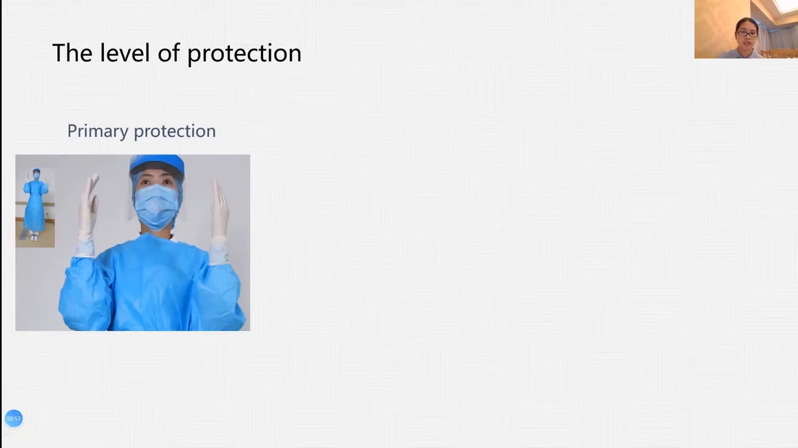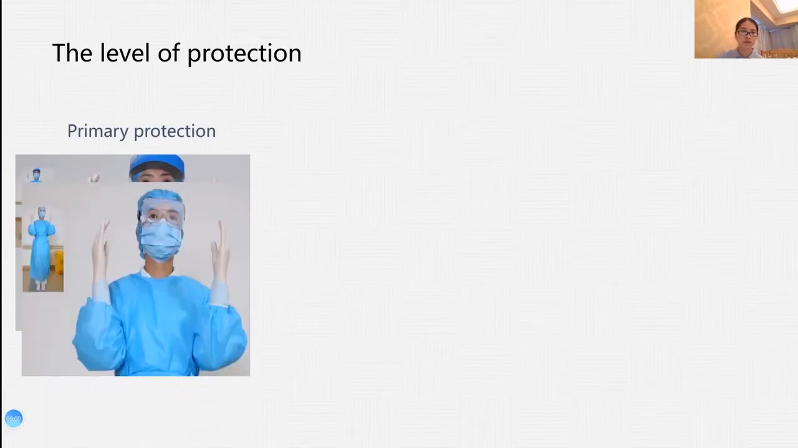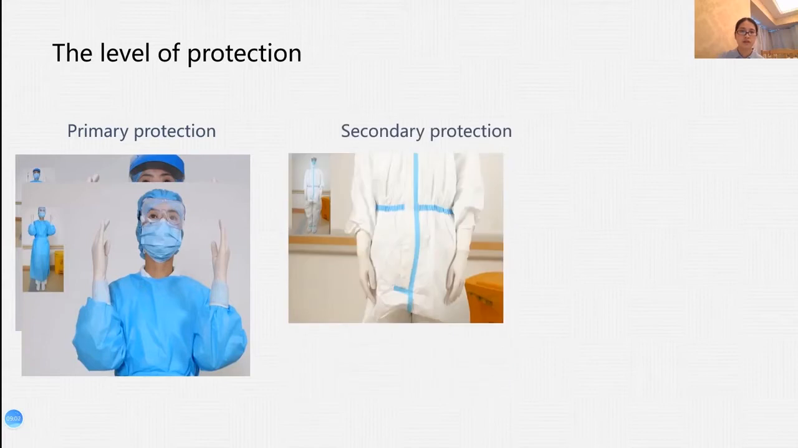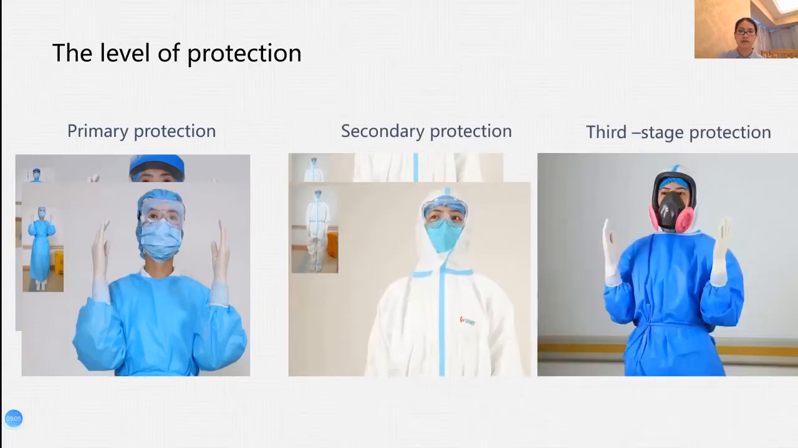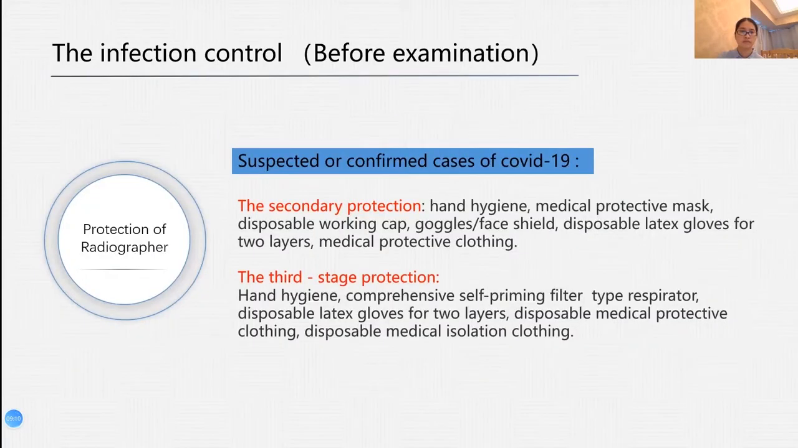We know that the protection of infectious disease in hospitals is divided into 3 levels: the primary protection, the secondary protection, and the 3rd stage protection. However, because the work area is the isolation ward area, we only focus on the secondary protection and the 3rd stage protection. And these are the materials we need to prepare.